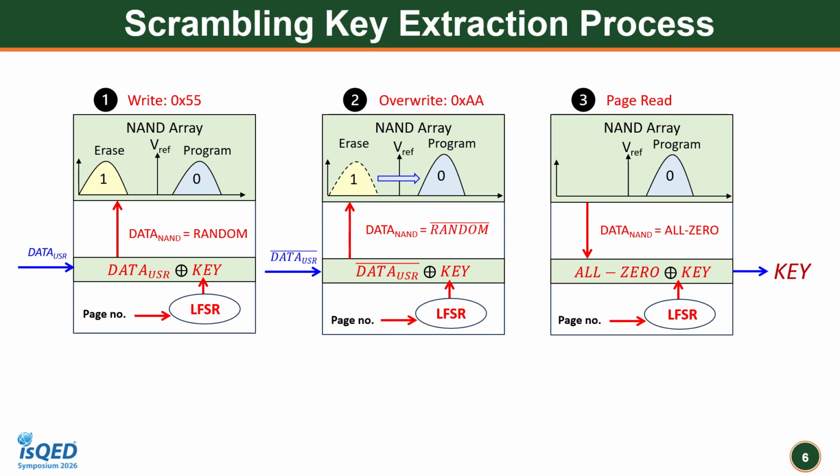To get the key, a read operation will be applied. Without the scrambler, all cells will be in the program state, which means it's going to be all 0. So without the scrambler, when we read out this page, it's going to be all 0. But because of the scrambling key, the all 0 will get XORed with the key. That means whatever we read out at the end will be the scrambling key. So this is how we extract the scrambling key in NAND flash memory chips. We first program one pattern, then overwrite with the inverted pattern of the first pattern, and then we read the flash page.